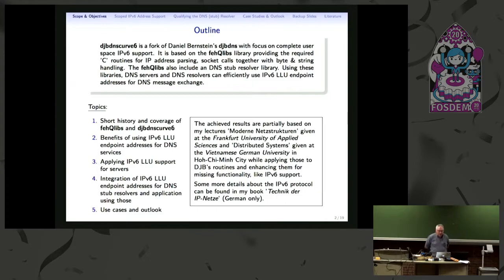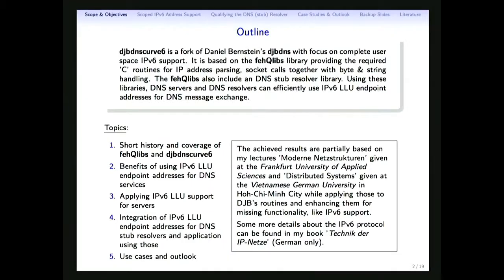DJB DNS Curve, essentially, is a fork of Daniel Bernstein's DJB DNS. I'm not here to advocate Bernstein, and I'm not here to talk about the benefits of CurveDNS versus DNSSEC. That's not the scope of my topic here. Rather, what I did so far is to make the software of Daniel Bernstein more usable, and also to provide some libraries which you can use for standard projects.